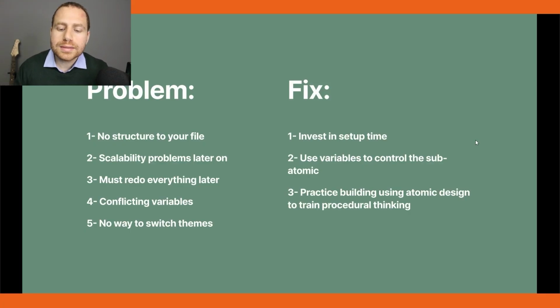Number 3, practice using atomic design to train your procedural thinking, so systematic thinking. The more you develop systematic thinking, the better you become as a design system designer, because the system part is more important than the design part. The design part is important, of course, because we're making good-looking things. However, the system part is what makes an architect. It's what makes someone a very good design systems engineer. They engineer things properly, they engineer the system properly. Therefore, you're able to build anything scalable and consistent later on.